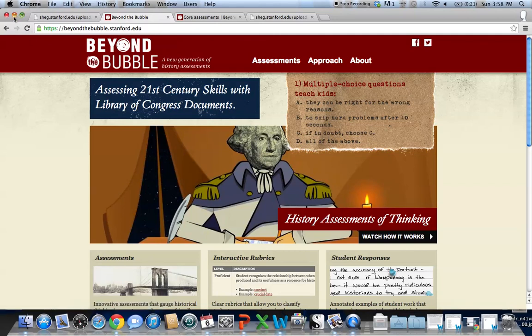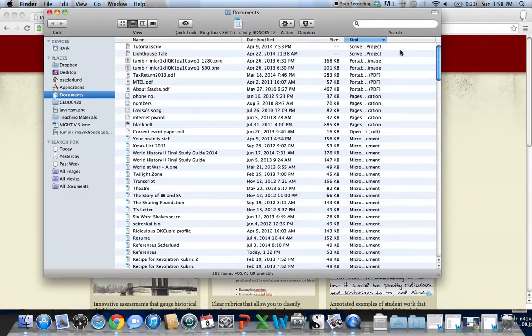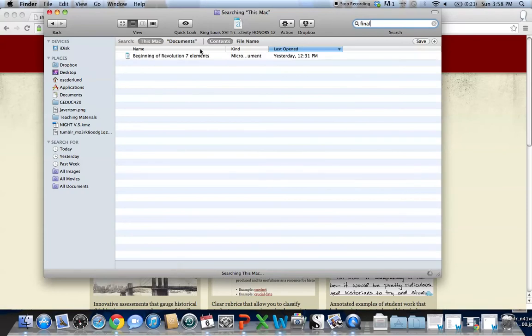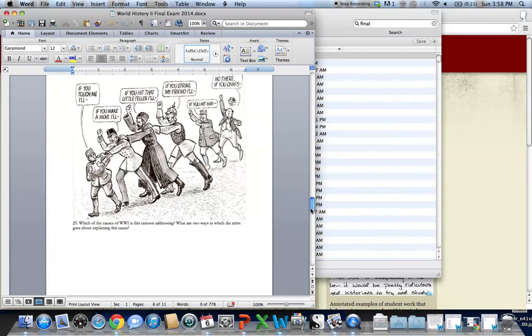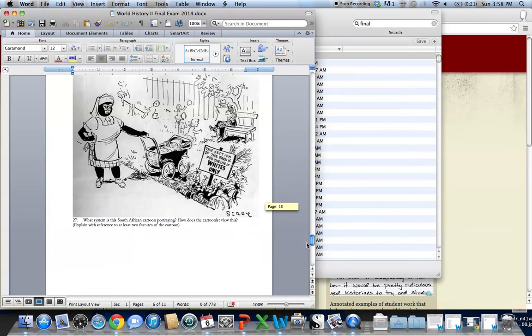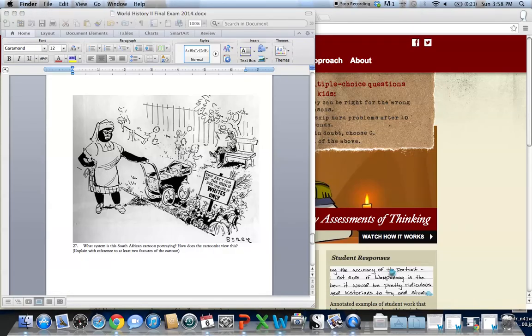So, for example, let me see. I am pulling up my final exam. So this is on a cartoon looking at apartheid. And the question was, what system is this South African cartoon portraying? How does the cartoonist view this? And explain with reference to at least two features of the cartoon. And what students are expected to get is, okay, one, this is talking about apartheid.